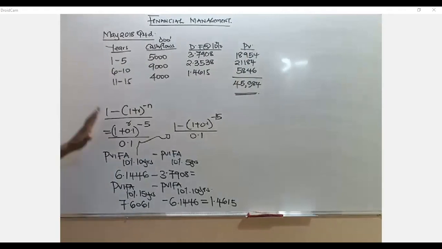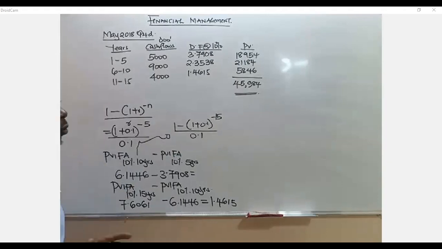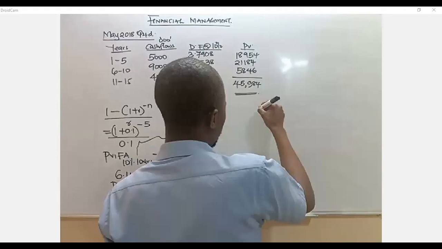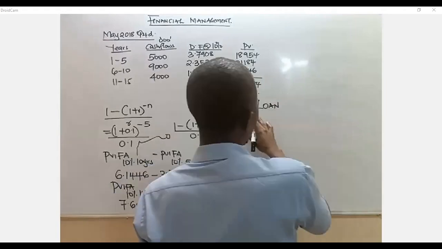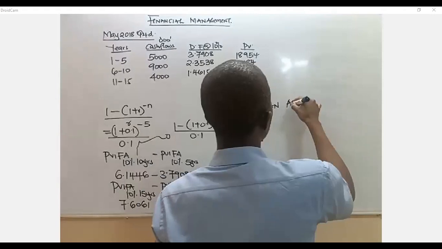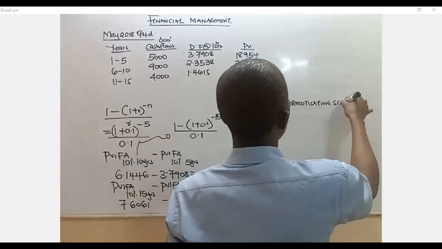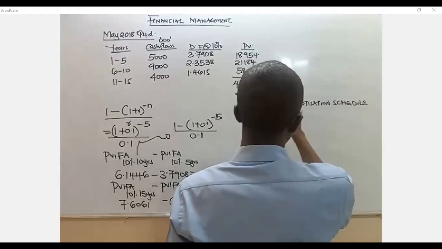The questions are normally done like this. Now, I request we stop at that point and keep doing revision. When we meet next time, because it's the only thing that is remaining here, I wish I could have done it, but I am tired, the loan amortization schedule is the one that we are going to be doing next time.